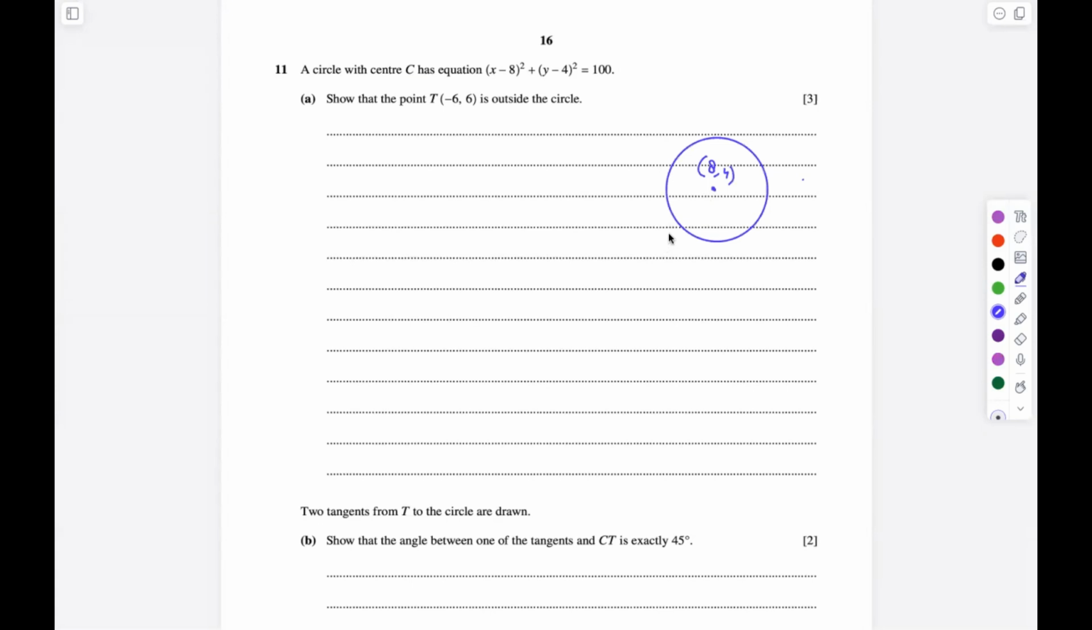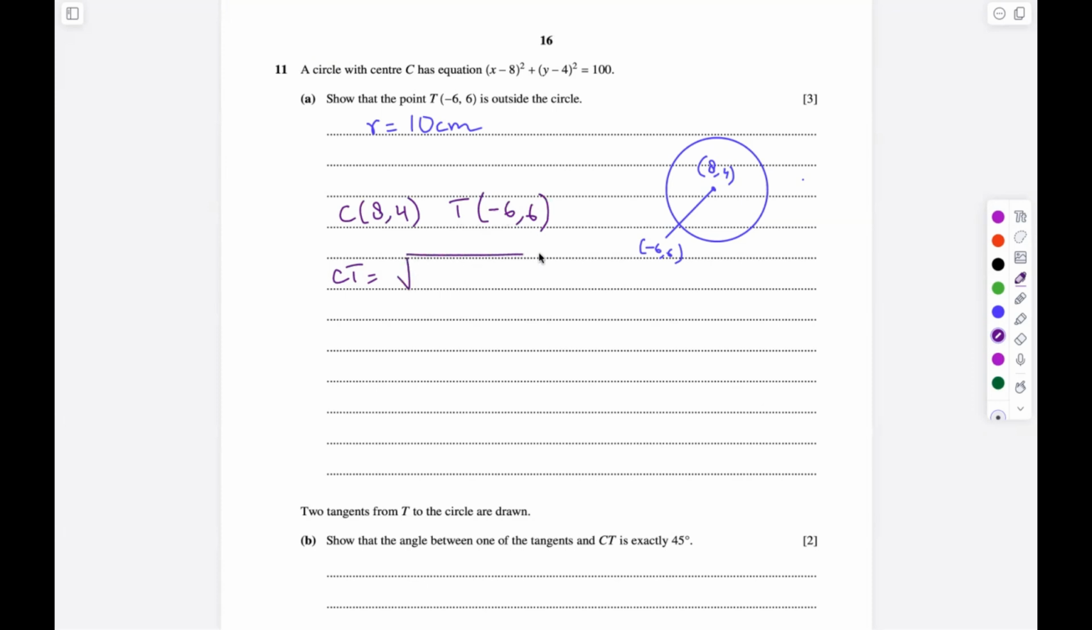So the distance between the point (minus 6, 6) and the center must be greater than the radius, and as we can see that r squared is 100, so the radius in this case will be equal to 10. If the distance is greater than 10, it means that T will be outside the circle. So finding the distance CT, we know that the coordinates of the center are (8, 4) and T has coordinates (minus 6, 6).